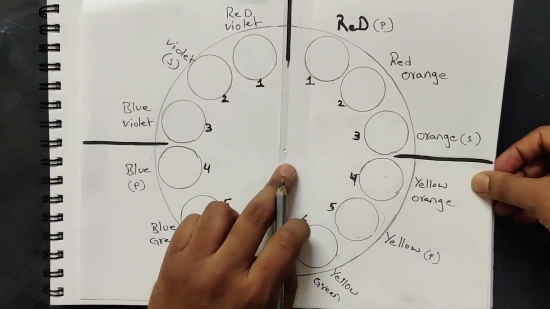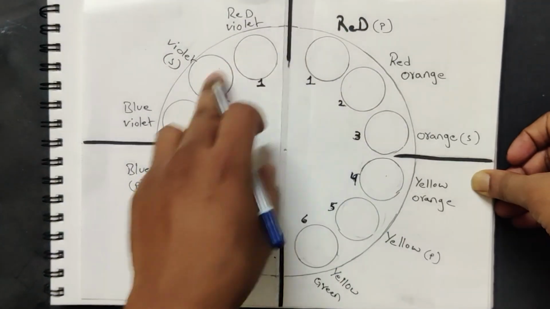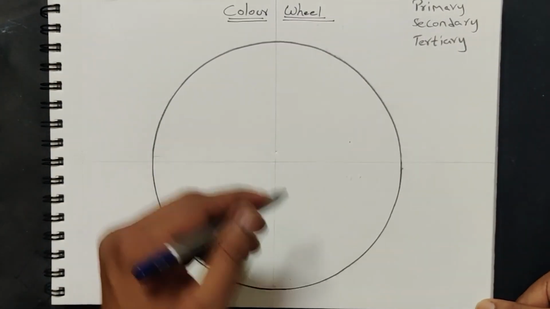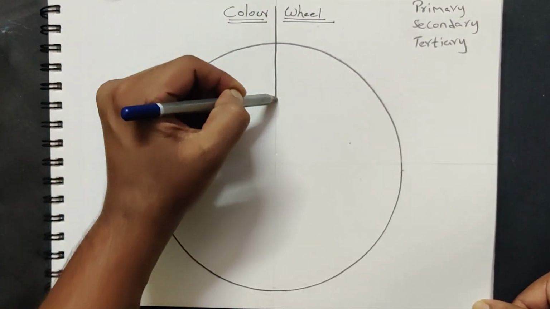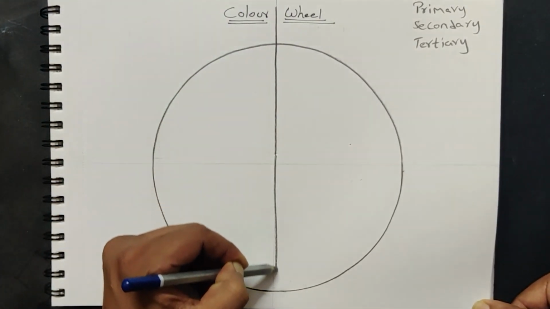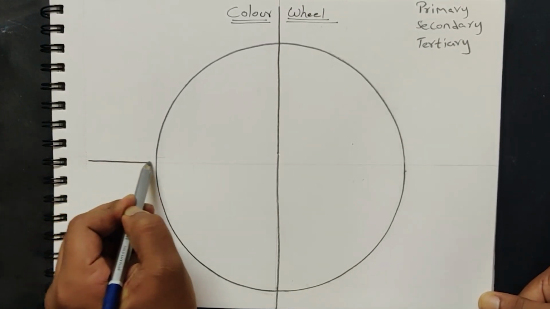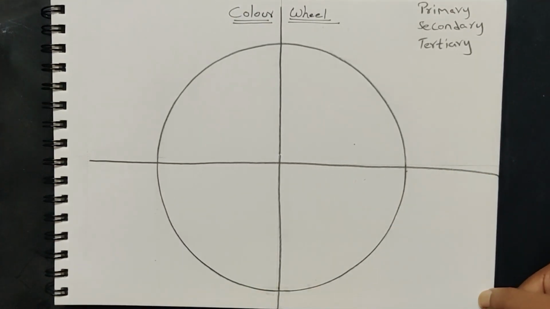Before we go to the uses, you have to know how to form this color wheel. See, I have already made a circle here. In the circle, I'm going to make a plus shape like this, and I'm going to divide this circle into 4 equal parts. I have divided this circle into 4 equal parts.